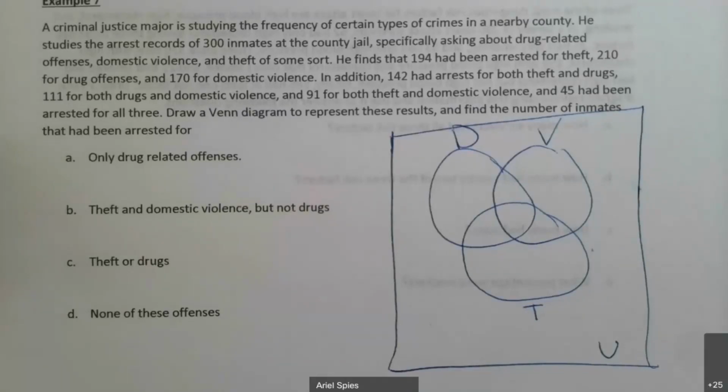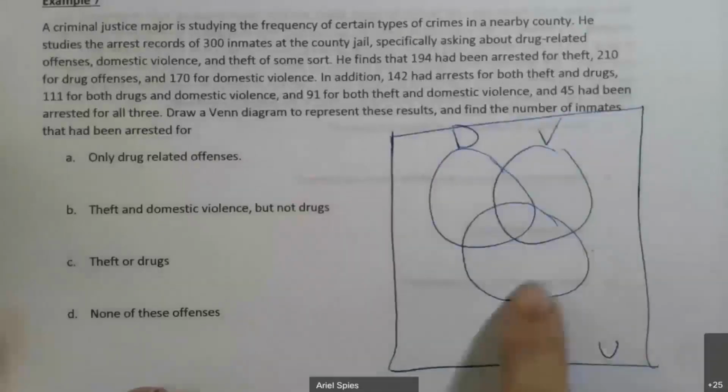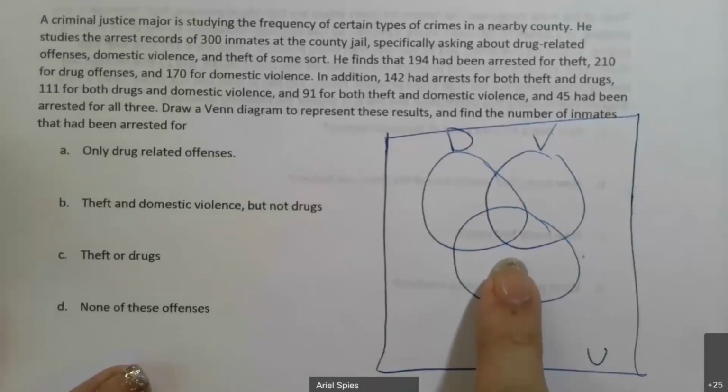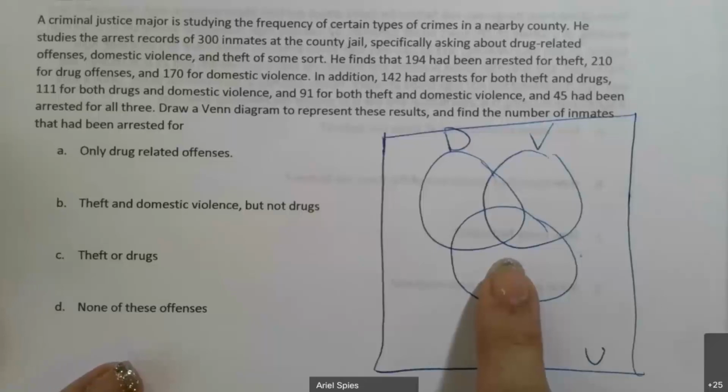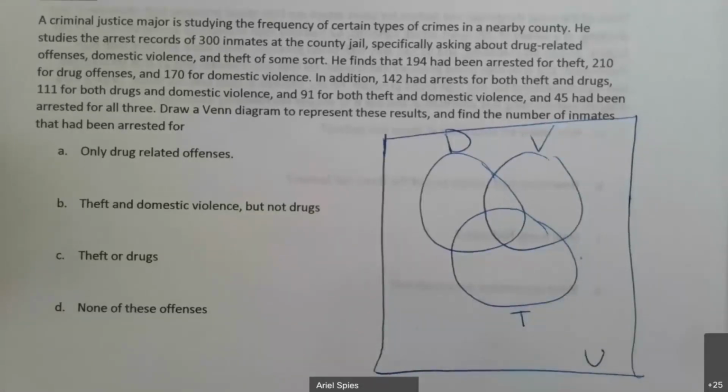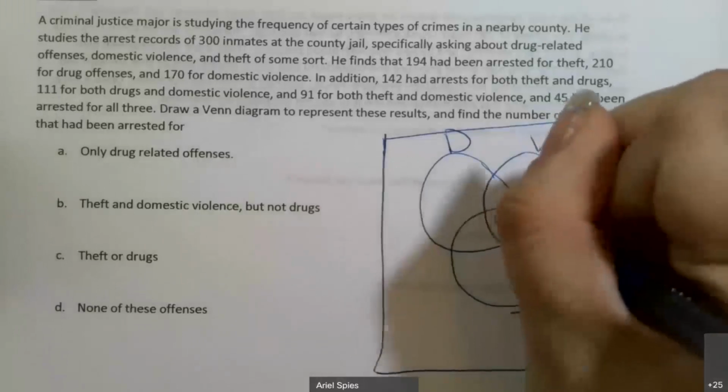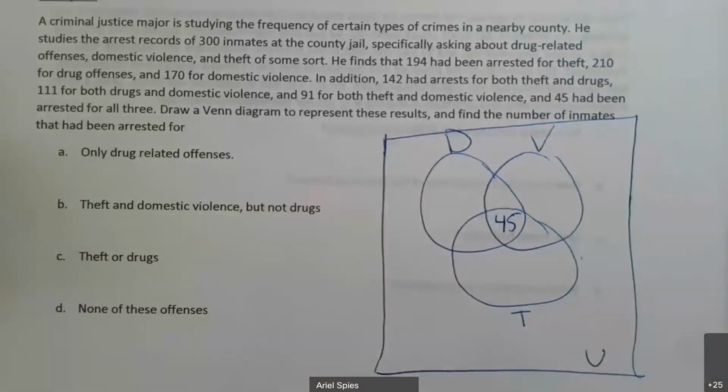The universal number would be 300, right? No, not quite, because the universal number is 300, including all of the numbers inside the circles. So the 300 we're going to use last here. But is there something that I know for sure can go into any of those pieces? The all 3 number? So this one is 45. So I want to start off by writing the 45 in the center.